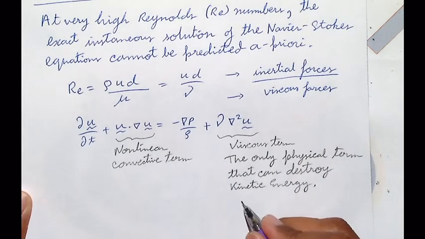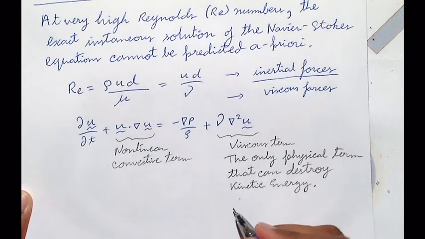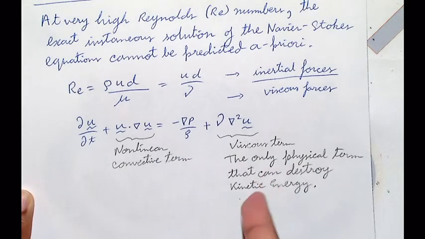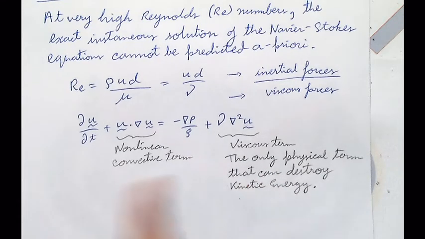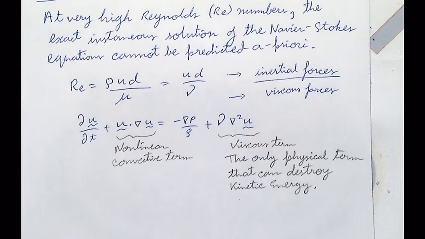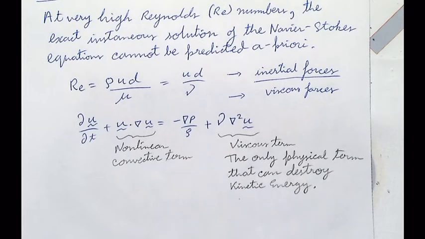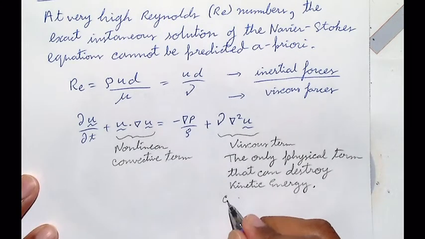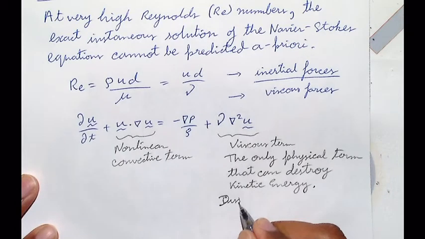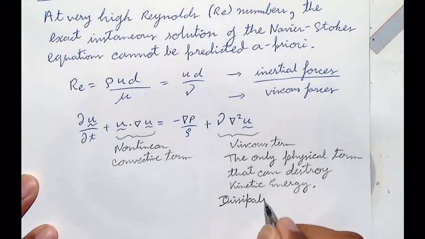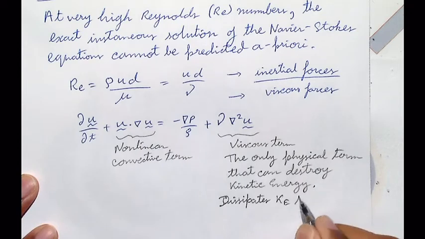So how? Do you remember how? Physically, if you were to explain to a layperson, what would you say? It's like friction, and it converts kinetic energy to heat. Yeah. Okay. So it converts it to, well, let's say dissipates kinetic energy to heat because it is friction.